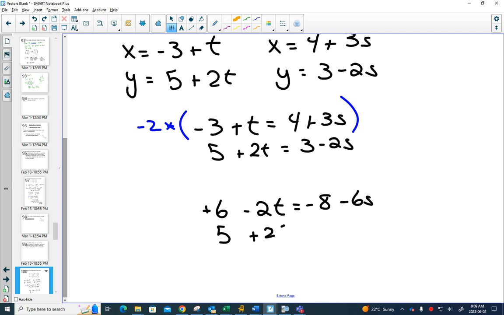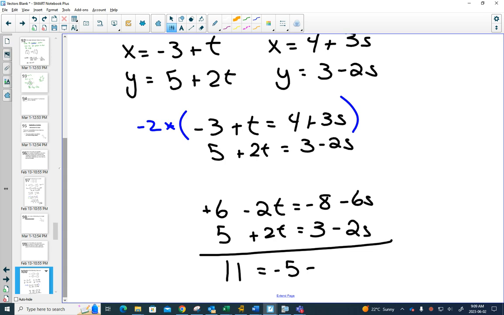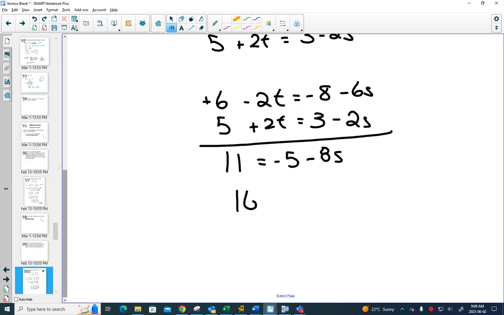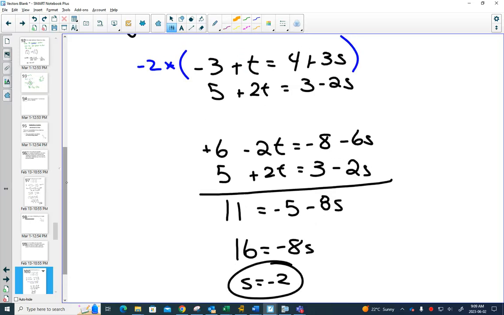And you just have to be careful not to make any mental math mistakes. It's sometimes easier said than done. So I eliminated the value of t. That allowed me to solve for s. Once I've solved for s, I could plug that back into an equation and solve for t.